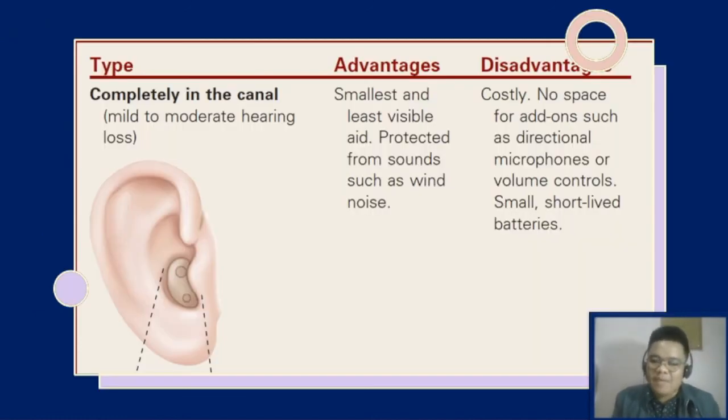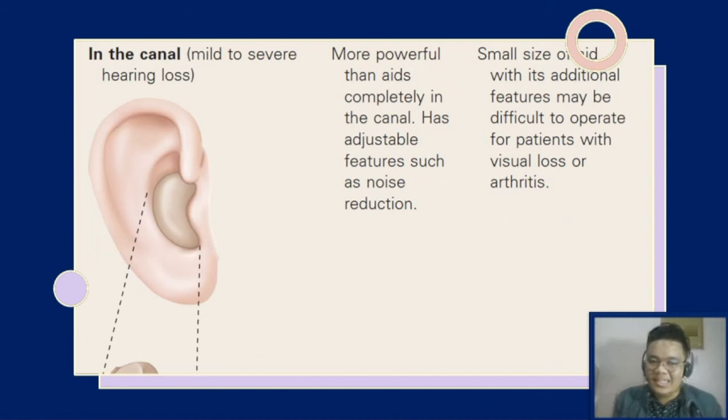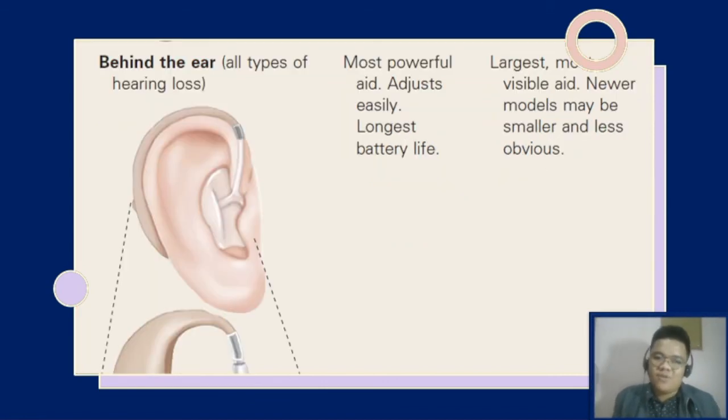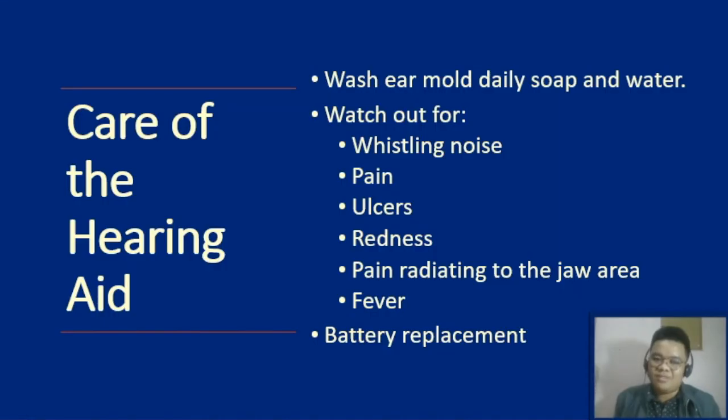There are different types of hearing aids. One, you have your completely in the canal. Two, you have the in the canal, which is used for mild to severe hearing loss. Then you have the in the ear. You also have behind the ear. Try to check on the advantages and disadvantages of which are discussed in your textbook.